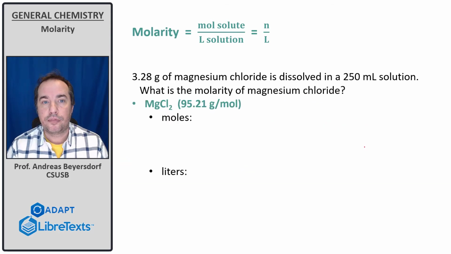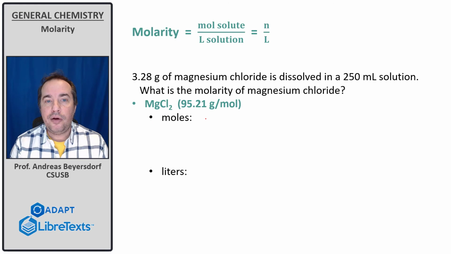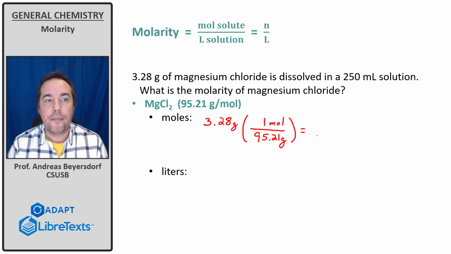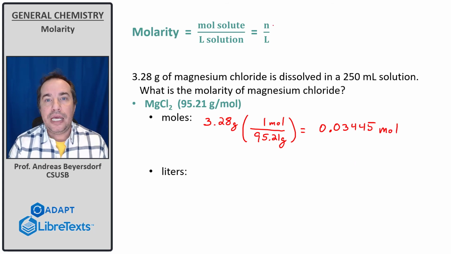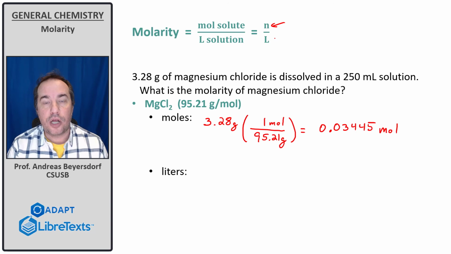We can use this to convert from our mass of magnesium chloride to our moles of magnesium chloride. So we take the 3.28 grams, we divide by 95.21 grams for every 1 mole, and this is going to get us the moles of our magnesium chloride, 0.03445 moles. That will be the top of our molarity calculation.